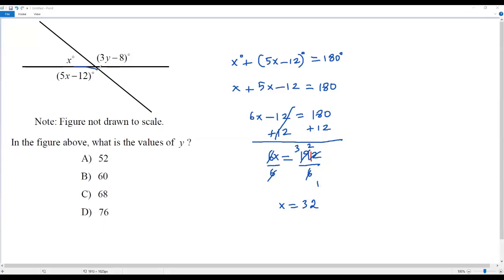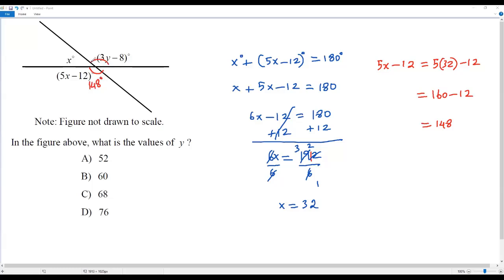Now let's find the measure of this angle, that is 5x negative 12. For that, I have to plug in x equals 32. So 5x negative 12 equals, let's plug in x equals 32: 5 times 32, negative 12. So 5 times 32 is 160, and negative 12. When I subtract 12 from 160, it's 148. So the value of 5x negative 12 is 148. That means the measure of the angle over here is 148 degrees.